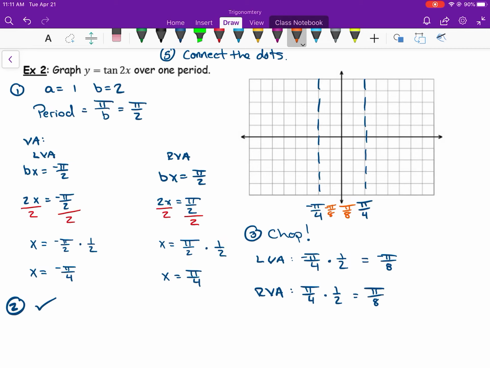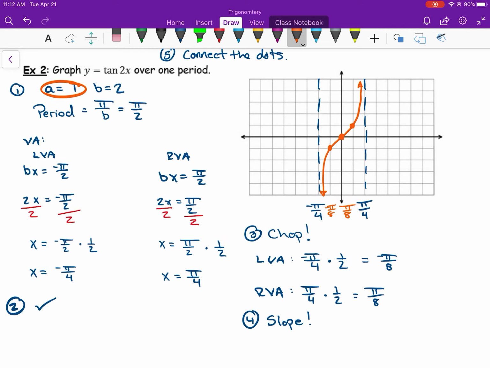Okay, then we'll start at our origin. Alright, so slope time. So my A is 1, so I'm going to go up 1, right 1. And then from the origin, down 1, left 1. Graphs increase from left to right. Make sure you get close to the asymptotes, but you don't actually touch them. And there we go. That is the graph of tangent 2x.